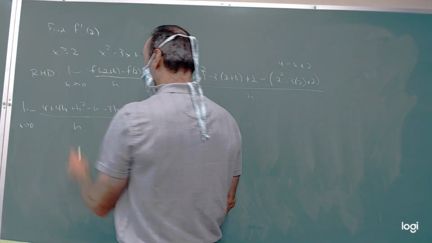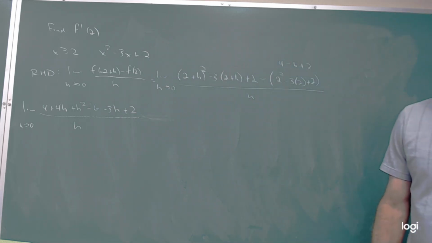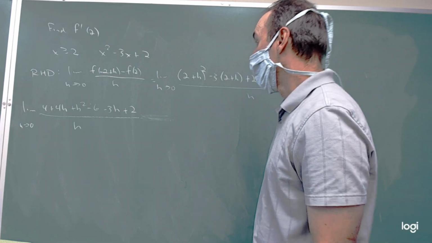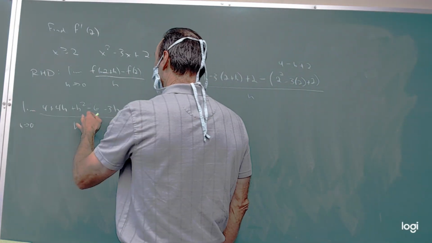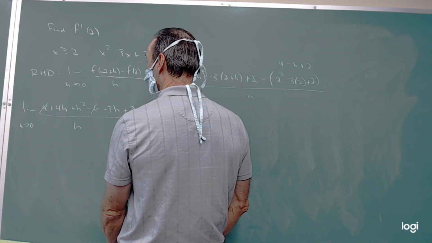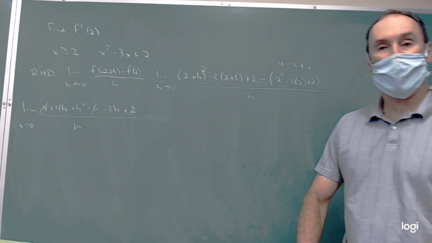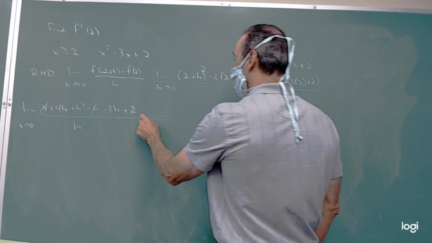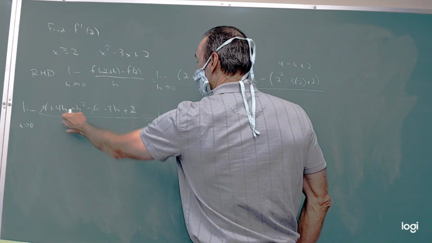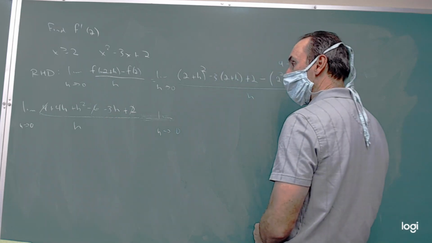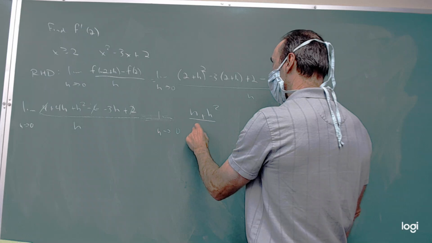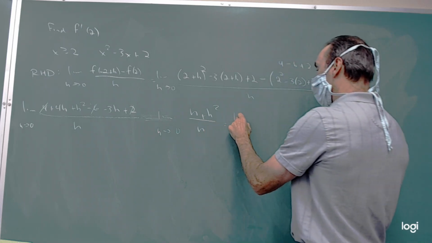And that's over h. Now, if we did this right, we should get everything that does not have an h in it to cancel. Let's see, we have a 4, a minus 6, and a plus 2. 4 minus 6 and plus 2 is indeed 0. Everything else has an h in it. So I'm going to go limit as h goes to 0. I think we can combine the 4h and the negative 3h to make that h plus h squared all over h. So I'm almost there.